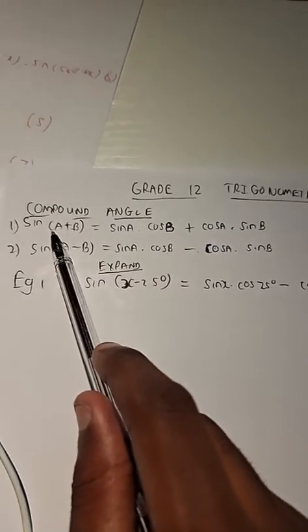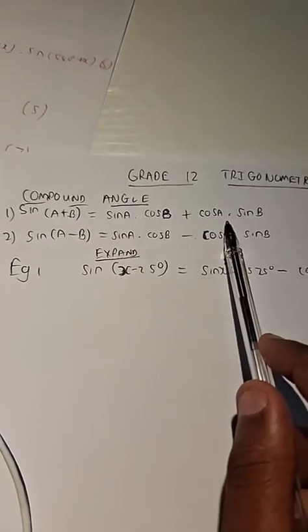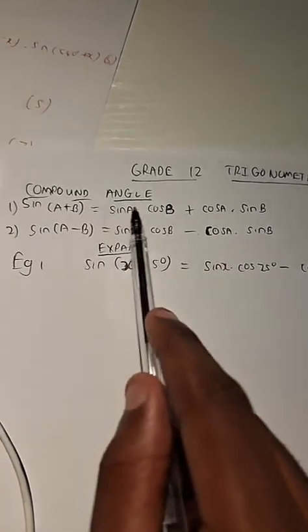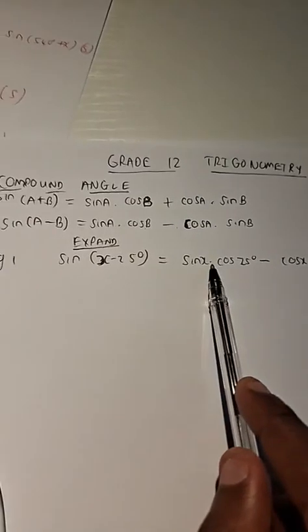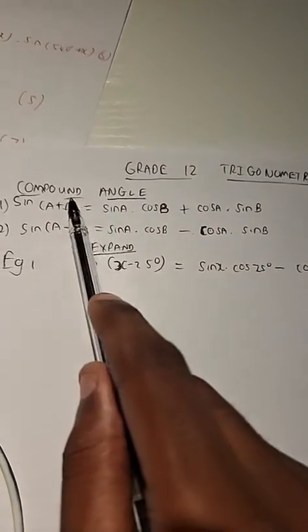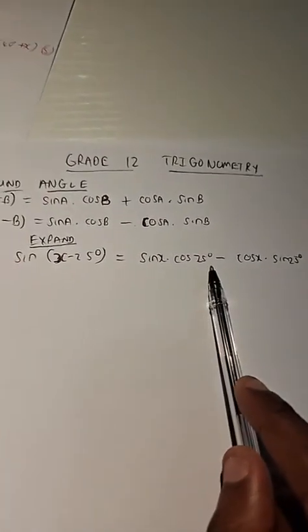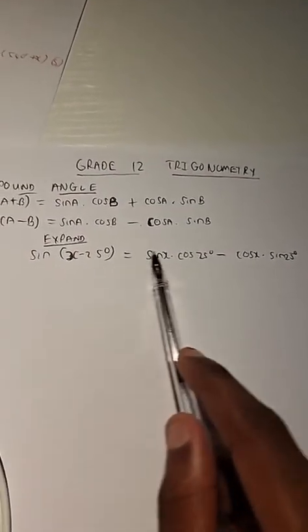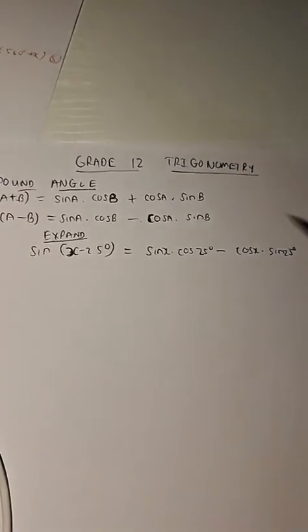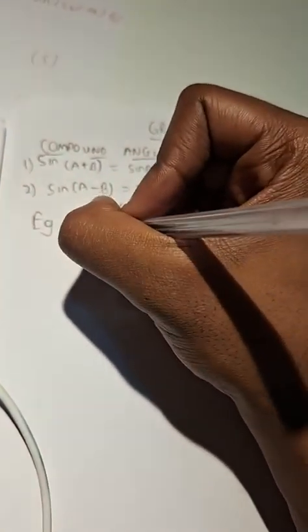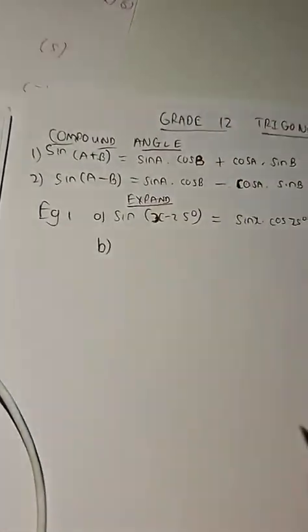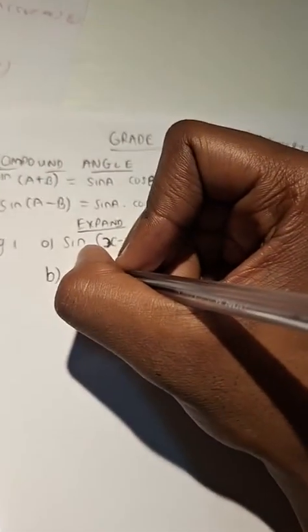You would say this is the sine A plus B template. Okay, so instead of A, I have x. Instead of B, I have 25 degrees. But generally, we have that same template for that expansion. Okay, so that's one example. Let's just look at another one.